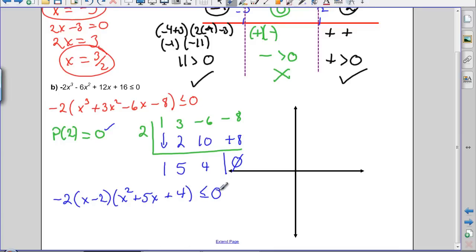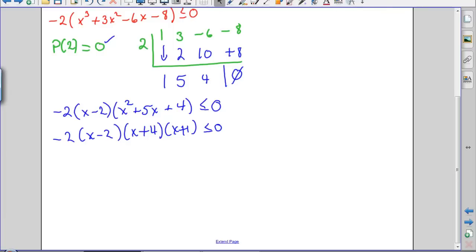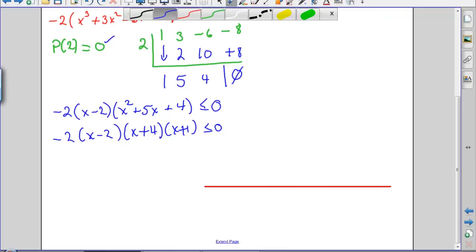And this is still an inequality, so I want to find out when all of this is less than 0. Looking at this quadratic, I want to see if I can factor it, and I believe that I can. The factors of x squared plus 5x plus 4 are x plus 4 and x plus 1. This is now in total factored form, and I can go back and I can use the interval technique now the same way to determine whether or not, or where this function is less than or equal to 0. My first one is at 2, then at -4, and at -1.